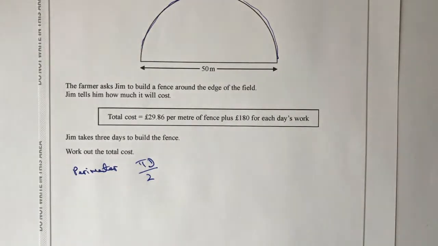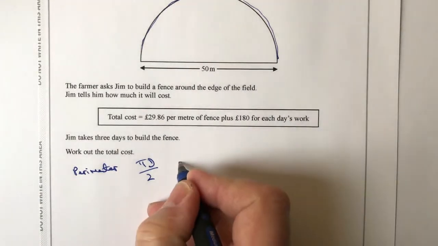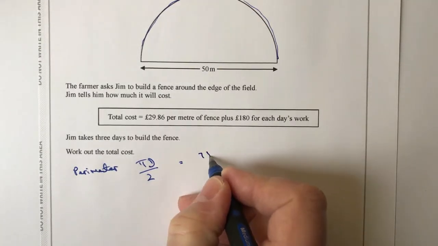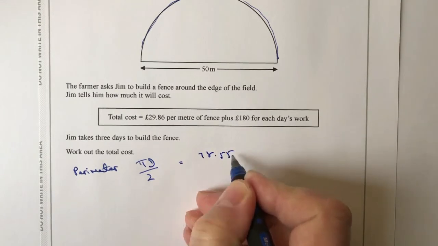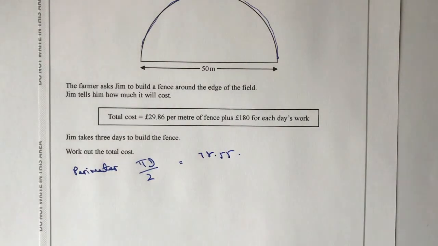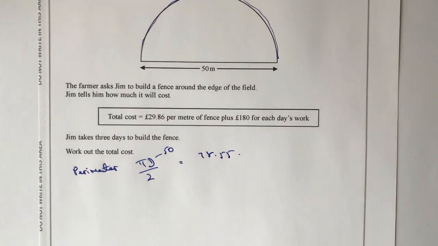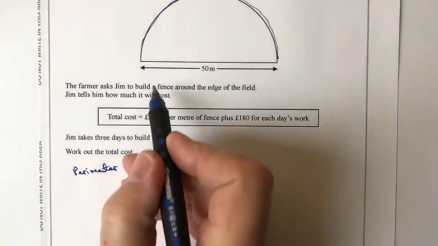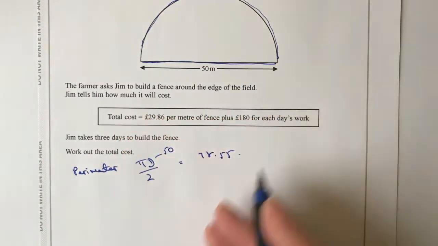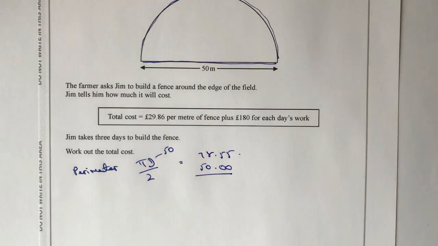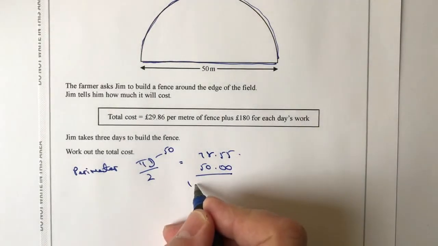So I can just plug the information straight into this particular formula, pi times d divided by 2, where d is going to be 50, and you should get 78.55 or something very, very close to that. Now as I mentioned before, you need to remember that we've also got this straight line along here as well. So we need to add 50 meters to that.